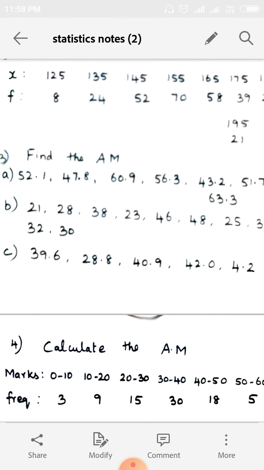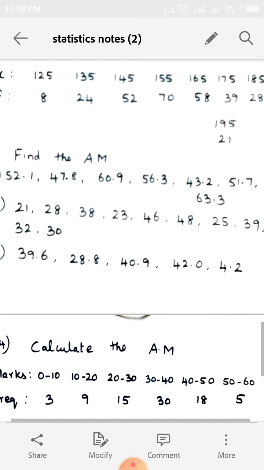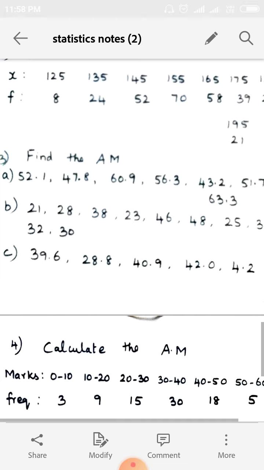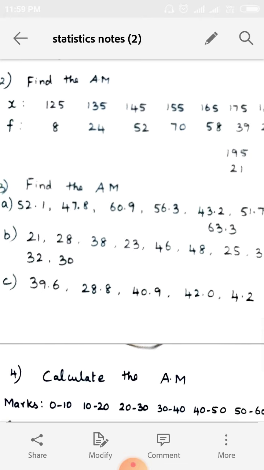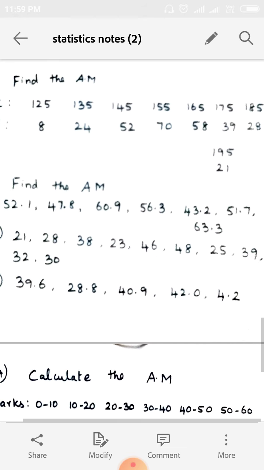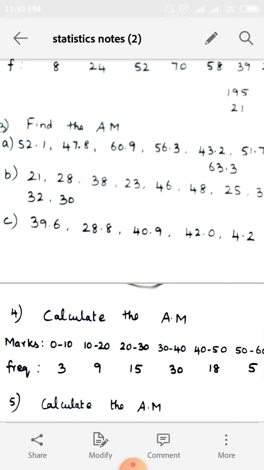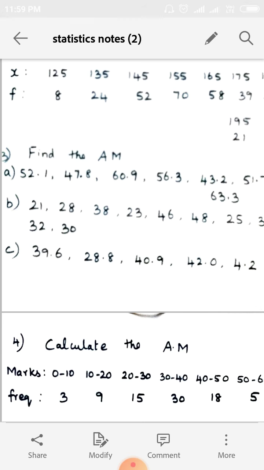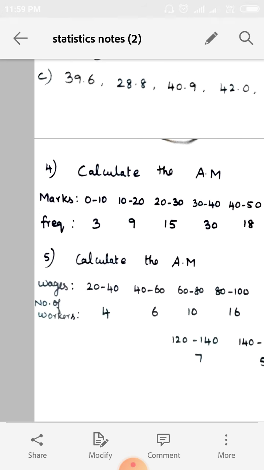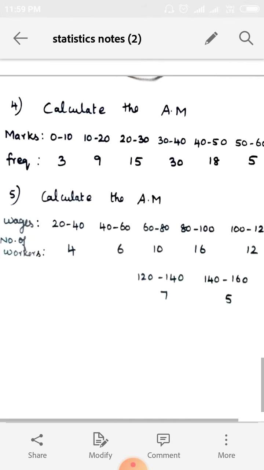Similarly, subdivision B is the same type: 21, 28, 38, 23, 46, 48, 25, 39, 32, 30. How many values are given? 1, 2, 3, 4, 5, 6, 7, 8, 9, 10. Adding all the 10 values and dividing by 10, we get the arithmetic mean. Similarly, subdivision C: 5 values are given. Adding all the 5 terms and dividing by 5, we get the arithmetic mean. The third sum is a first formula type model.